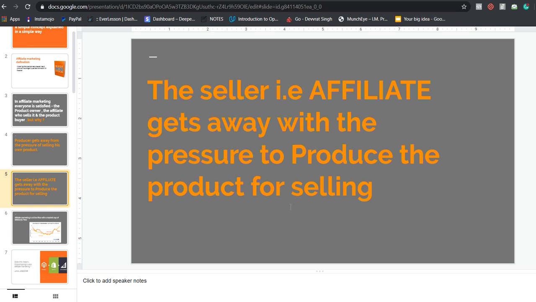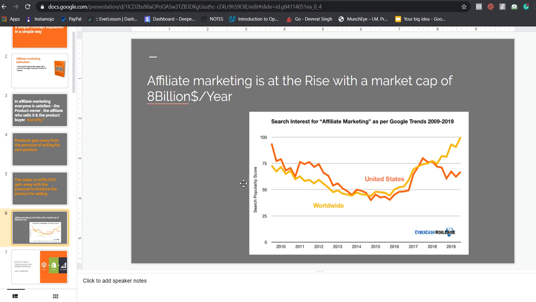So the problems of both these individuals are rectified, and of course there is the buyer. If the product is good and the affiliate believes in that product, then indirectly the buyer is getting helped. So even for the buyer, the problem of getting the right product gets solved. So everybody gets satisfied here.